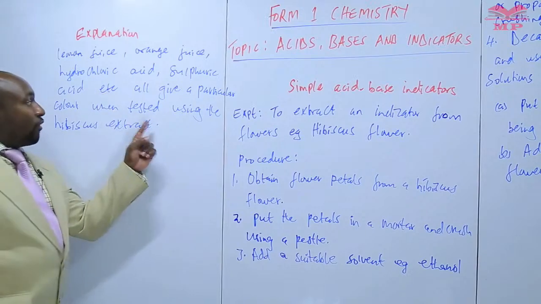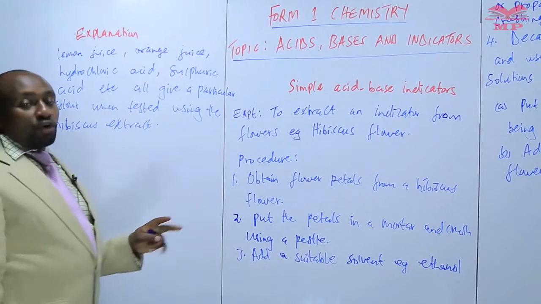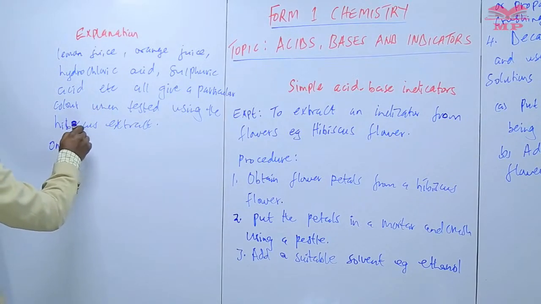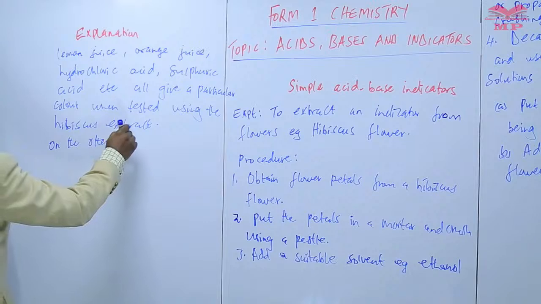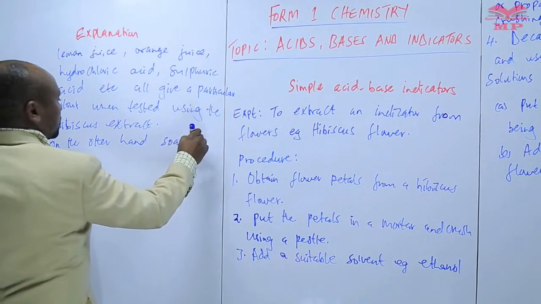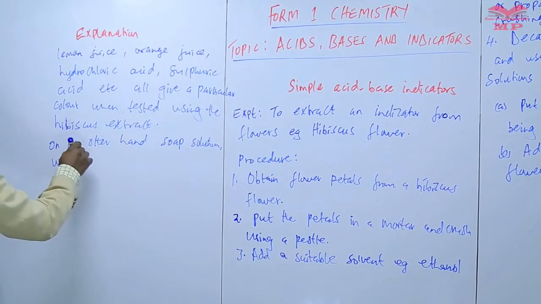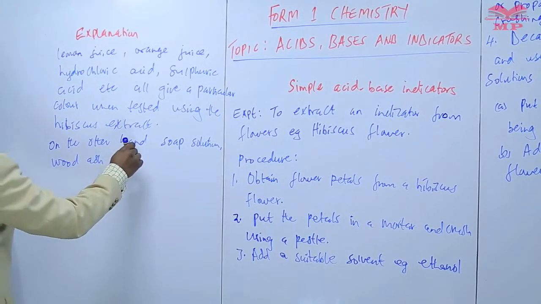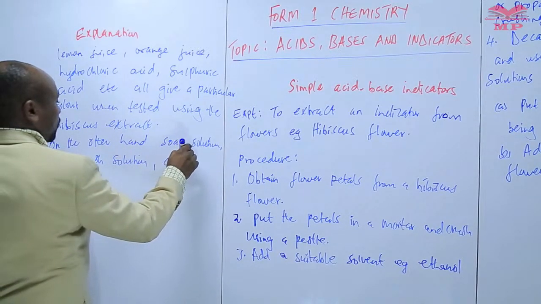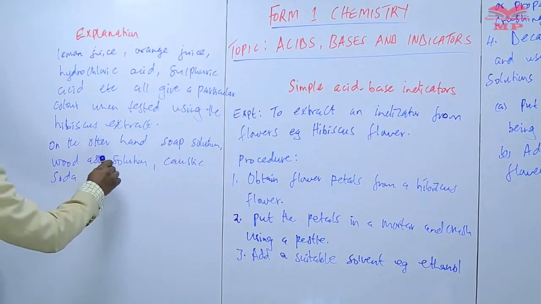So when they all give the same color, then it means that all of them have the same properties. So all of them are acidic in this case. On the other hand, we can have soap solution, wood ash solution, and caustic soda solution.